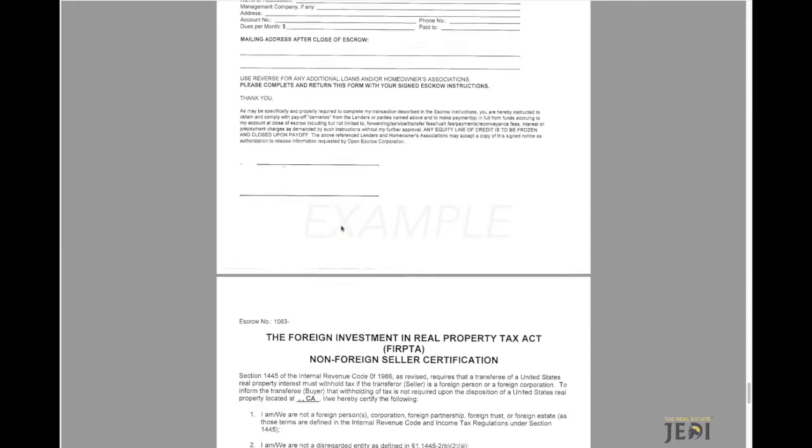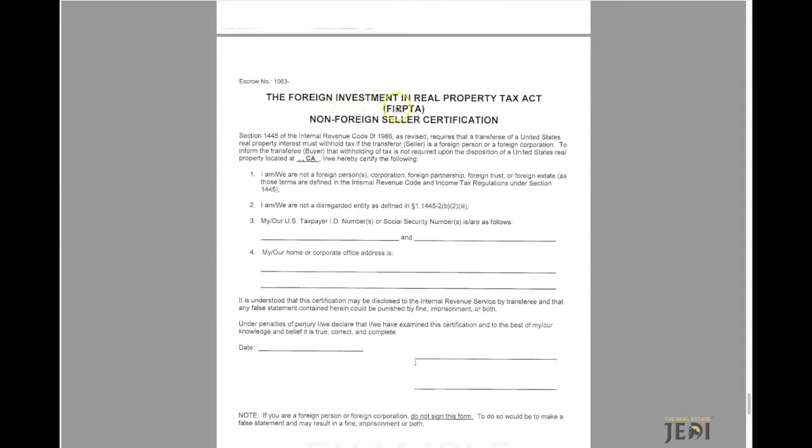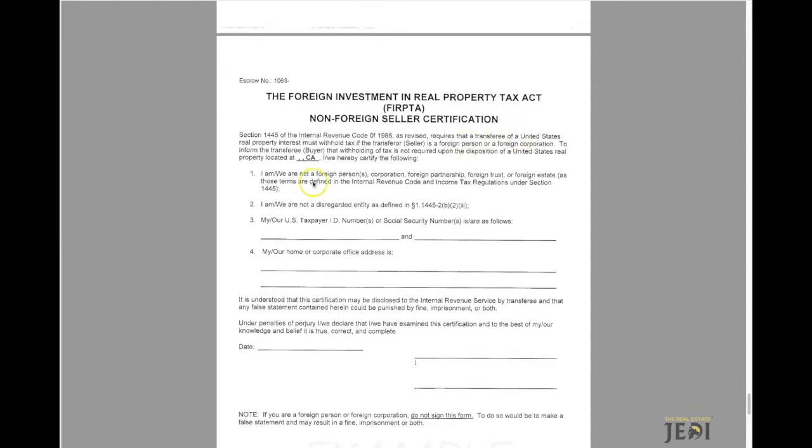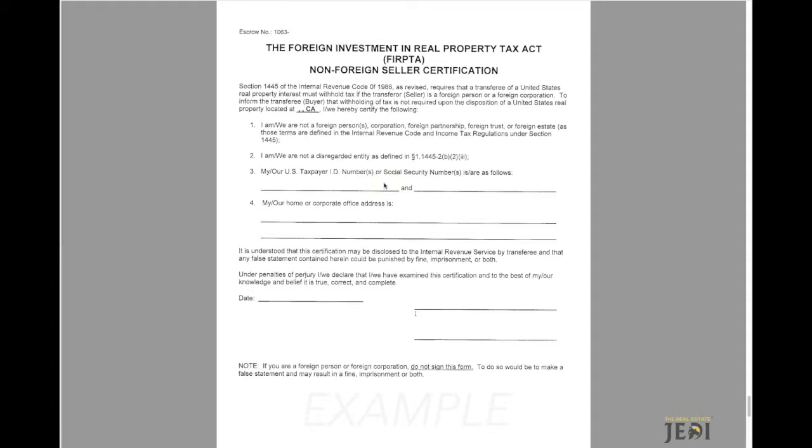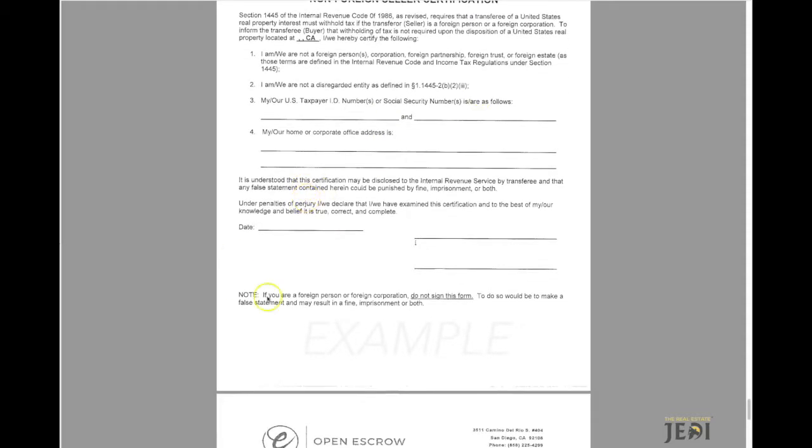Very important information here. Foreign Investment in Real Property Tax Act, FIRPTA. If you are a foreign seller, then typically there are going to be certain restrictions or procedures required when you are selling a property. Now, if you're not a foreign seller, this is just a certification that you are not foreign, and you're basically giving your affidavit that this is correct.